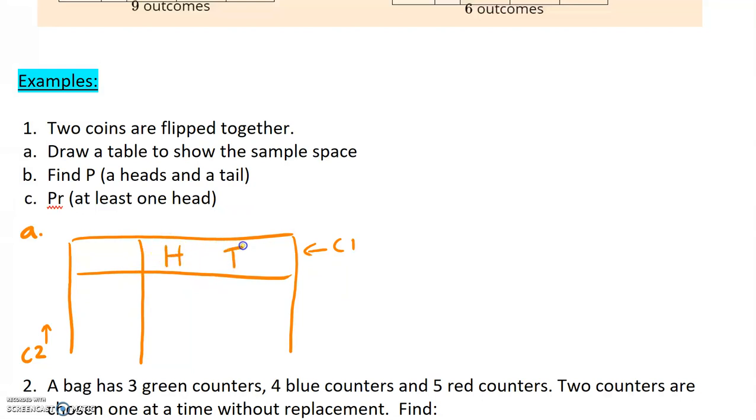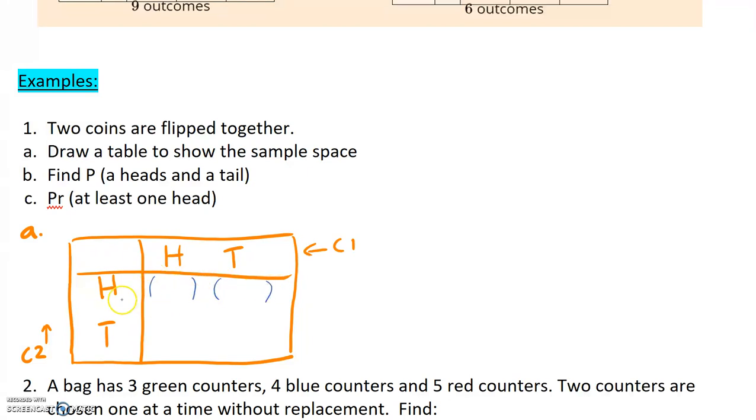Heads and tails. That's for coin 1. Same outcomes, heads and tails. That's for coin 2. Now, to list the outcomes, we just basically write down what we can get. So this is our sample space.